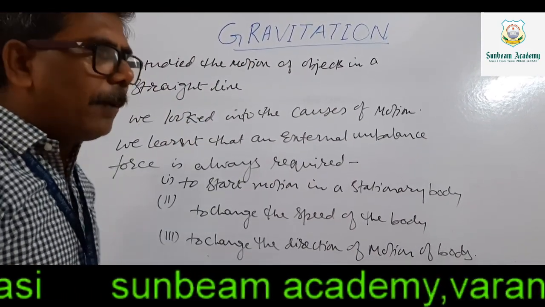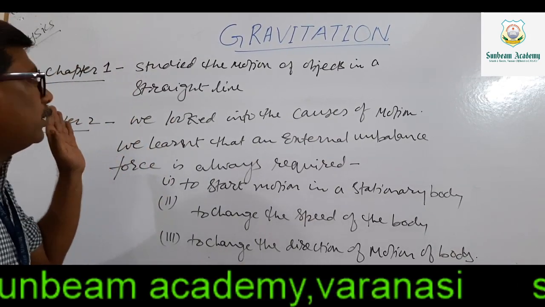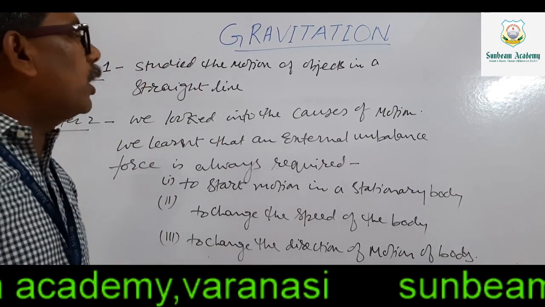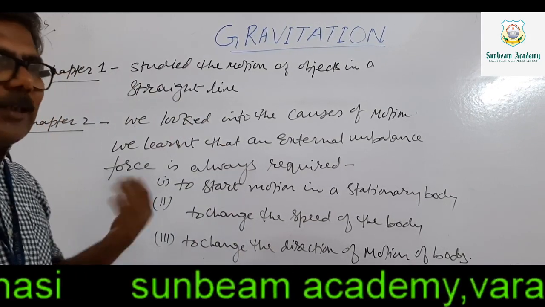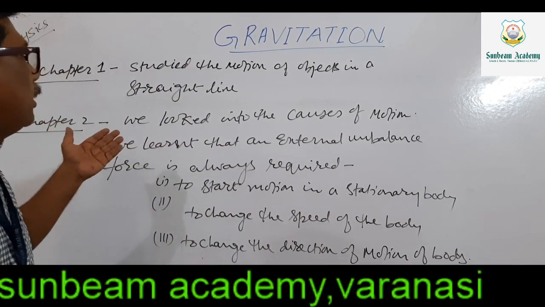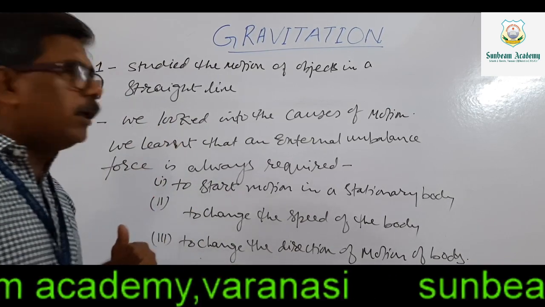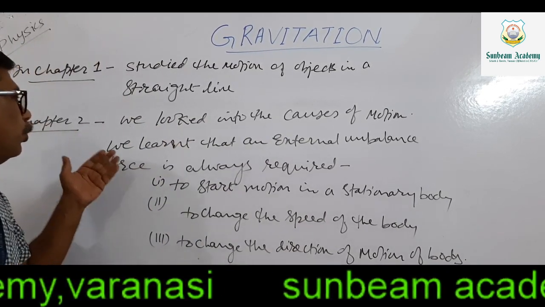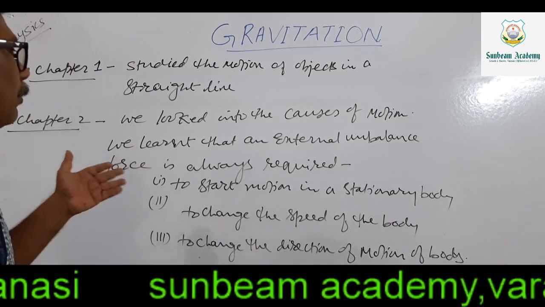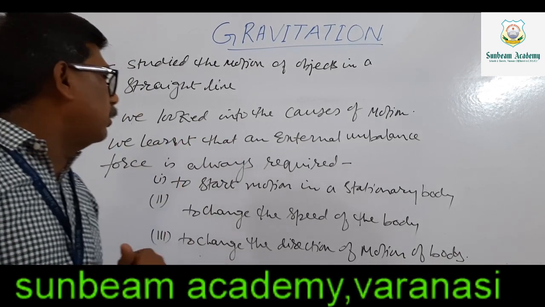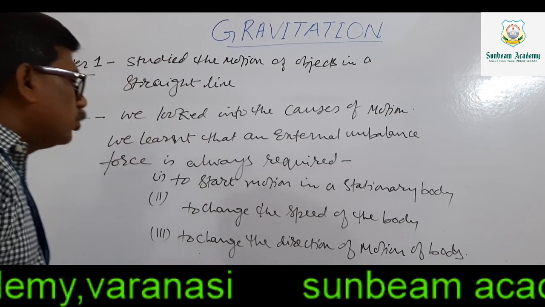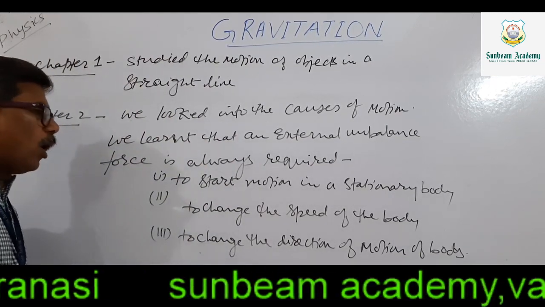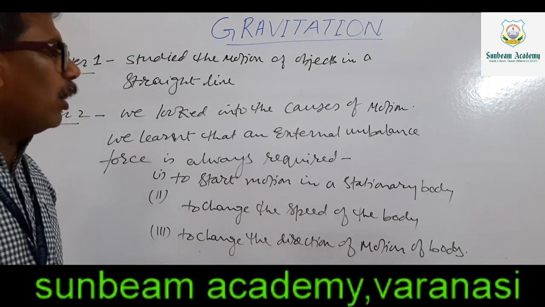In the previous chapter 1, that is motion, we studied about the motion of an object in a straight line. And in the next chapter, we looked into the cause of motion. We learned that an external unbalanced force is always required to start a motion in a stationary body, to change the speed of the body, or to change the direction of motion of the body.